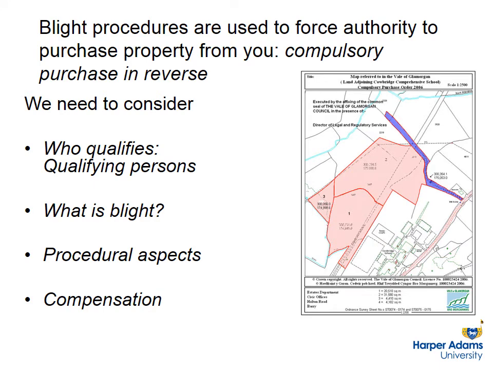The idea of blight procedures is that they're used to force an authority to purchase property from you because your property effectively has been blighted by public development proposals. For this reason, blight is often called compulsory purchase in reverse. But these procedures aren't available to anybody and everybody. We need to consider who qualifies to serve a blight notice. In other words, what is a qualifying person. We also need to consider just what is blight. As I've indicated, it has a very narrow meaning, and we're going to look at the procedural aspects and compensation as well.